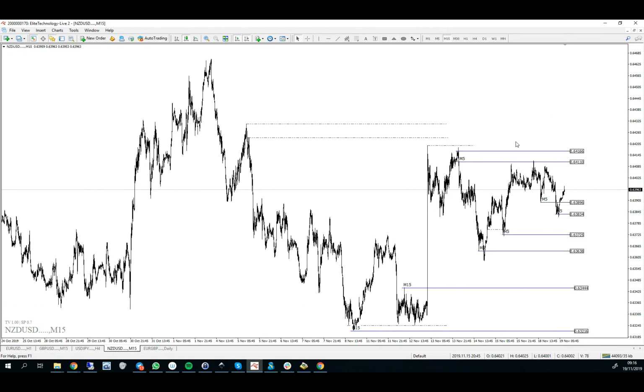Yesterday, I got a question: how can we time in our entries based on supply and demand that I've marked on the daily and weekly charts? So this is how we do it. We drill down to lower time frames, M15, M5, sometimes M1, and once we see that everything is aligned with our main bias, we can time our entry in a more precise way.